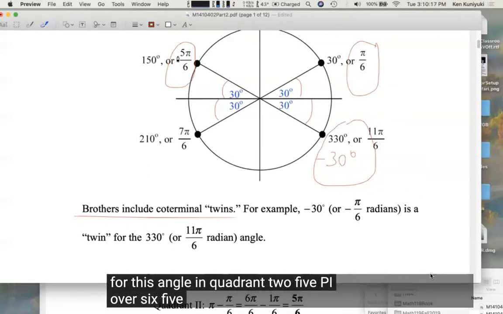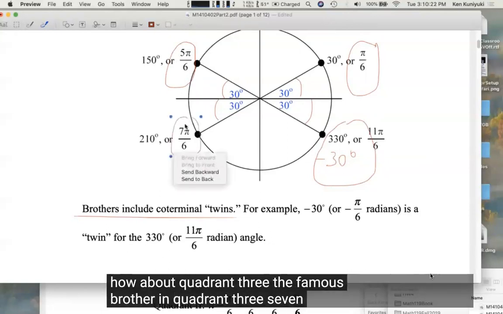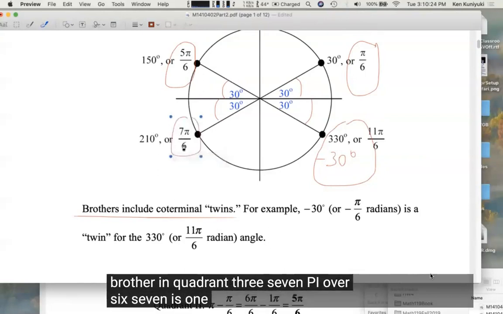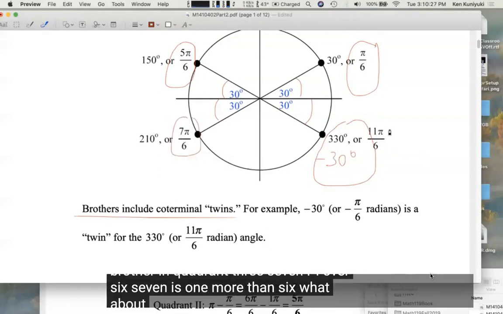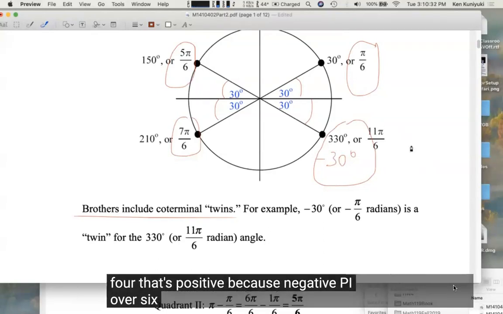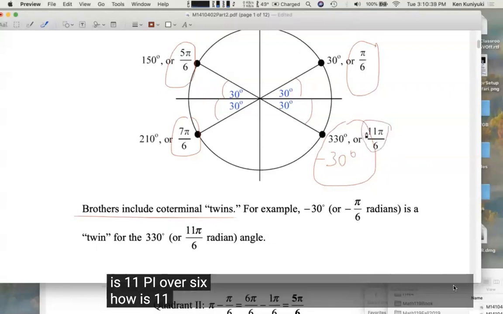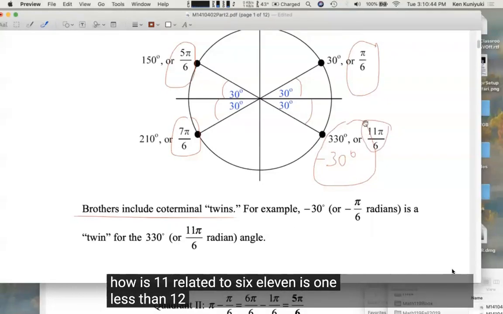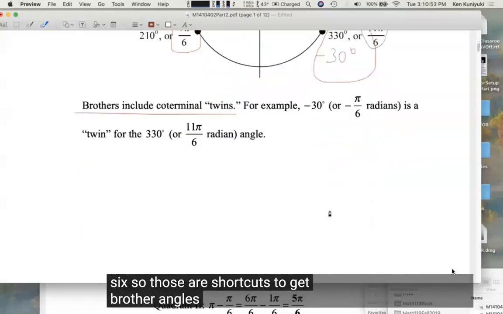5 pi over 6. 5 is 1 less than 6. How about quadrant 3? The famous brother in quadrant 3 is 7 pi over 6. 7 is 1 more than 6. What about the famous brother in quadrant 4? That's positive, because negative pi over 6 is also pretty famous. But the famous positive brother in quadrant 4 is 11 pi over 6. How is 11 related to 6? 11 is 1 less than 12. 11 is 1 less than twice 6. So those are shortcuts to get brother angles.